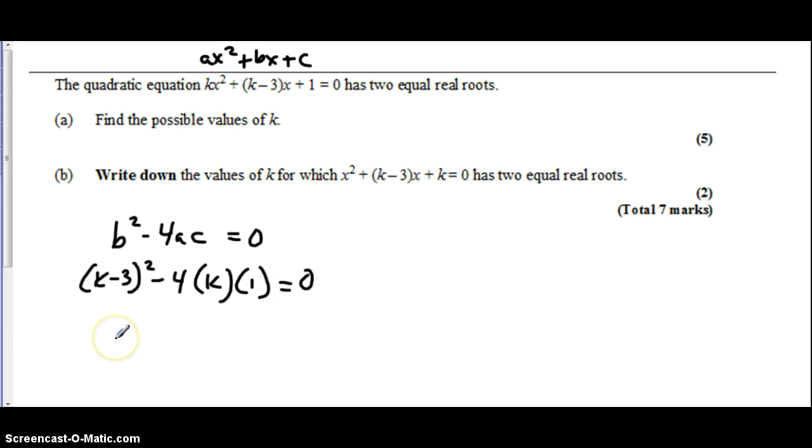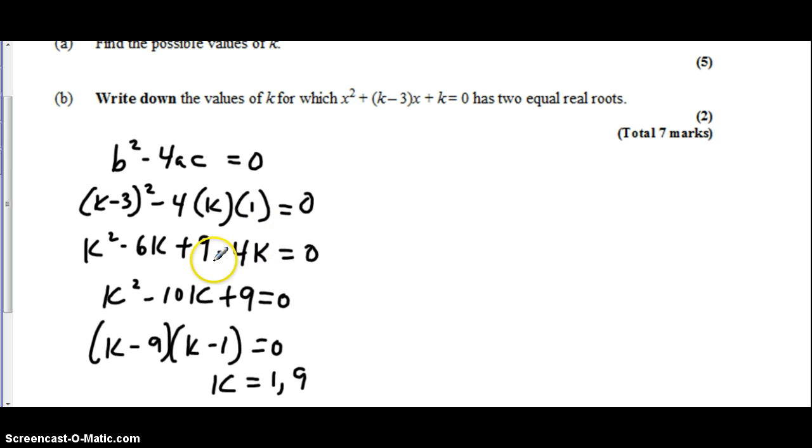So go ahead and multiply this out and solve for k. When you solve for k, just multiplying through and then factoring and setting each factor equal to 0, you would get k equals 1 and 9. Those are the possible values of k. Alright, that was part A.